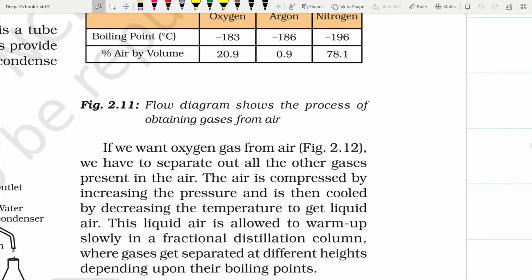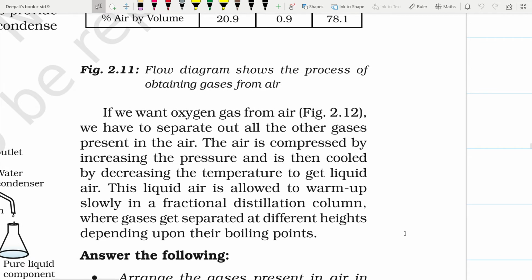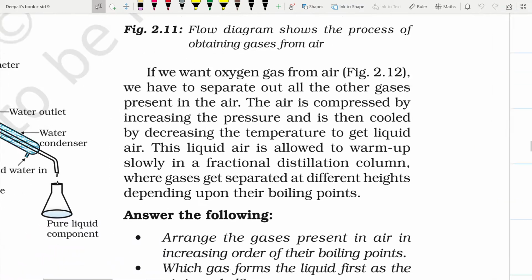If we want oxygen gas from air, we have to separate out all the other gases present in the air. The air is compressed by increasing the pressure and is then cooled by decreasing the temperature to get liquid air. This liquid air is allowed to warm up slowly in a fractional distillation column, where gases get separated at different heights depending upon their boiling points.